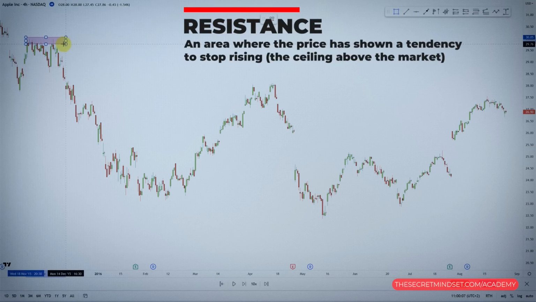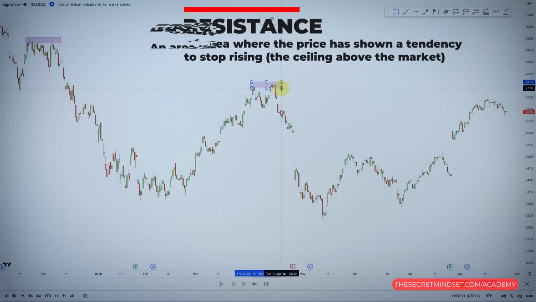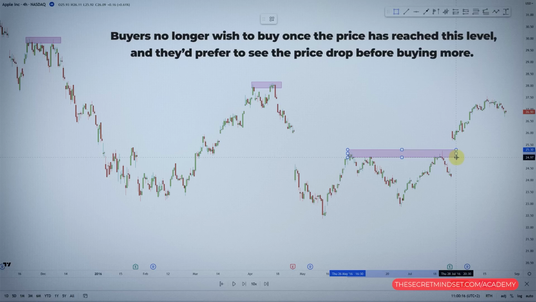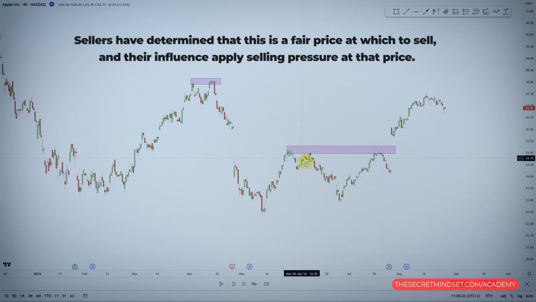Resistance is an area where the price has shown a tendency to stop rising. Think of resistance as the ceiling above the market. Perhaps the buyers no longer wish to buy once the price has reached this level, and they'd prefer to see the price drop before buying more. Or maybe the sellers have determined that this is a fair price at which to sell, and their influence applies selling pressure at that price. For whatever reason, the price has shown a tendency to stop rising at this point.